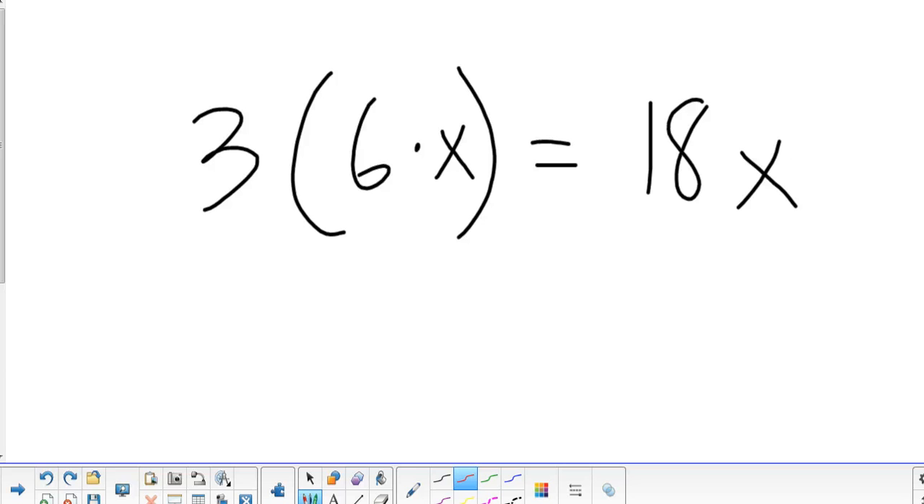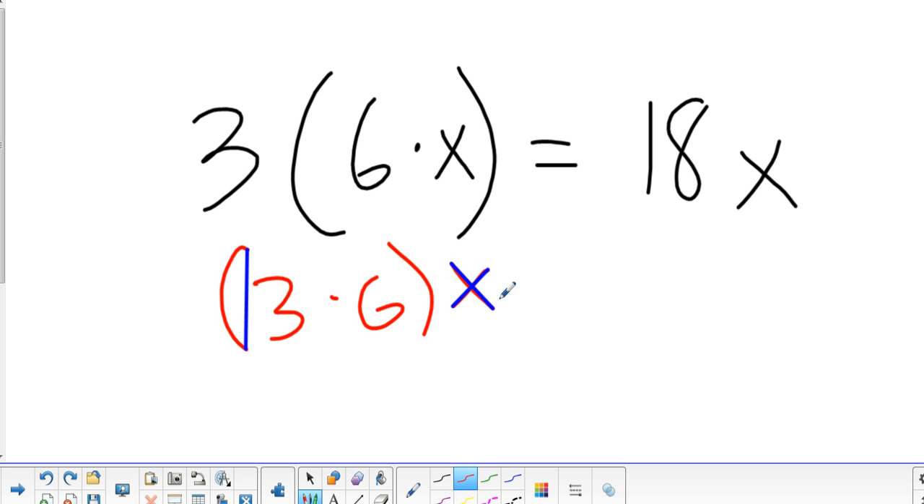Alright, how about this one? What property has been applied here? Again, not distributive. Why? Because there are not 2 terms in the parentheses. It's just 6 times x, which is only 1 term. So what really has been done, and they don't show you this, so it's a little tricky, is they've regrouped the 3 times 6 and then times x. So they've regrouped the 3 and 6. Instead of 3 times 6 times x, this is 3 times 6 times x, or 18x. So this is the regrouping or associative property.